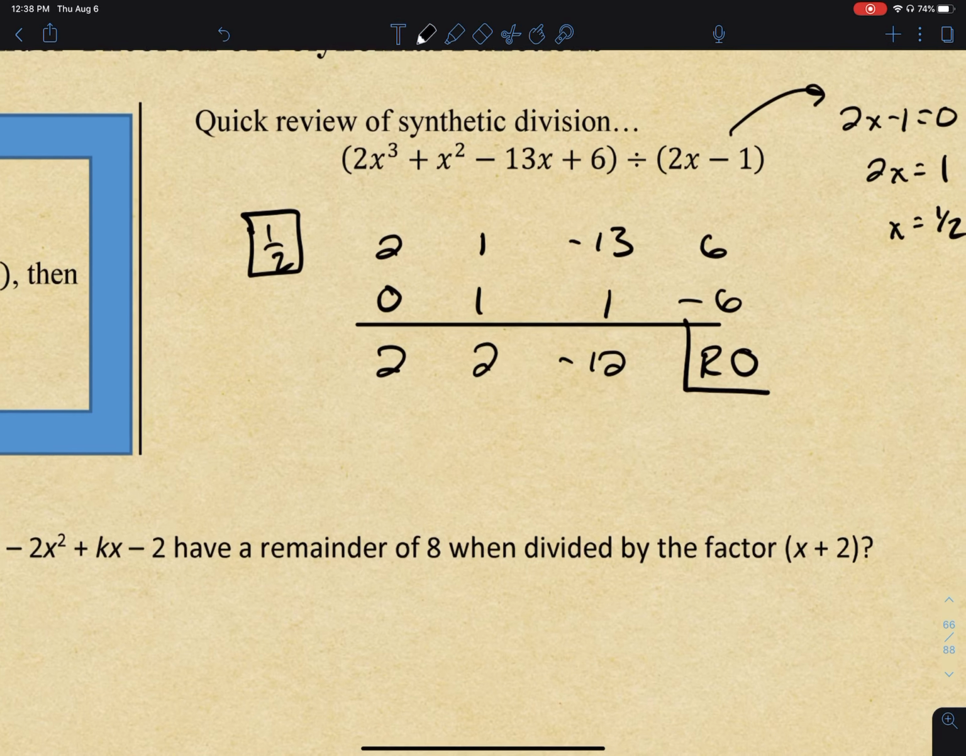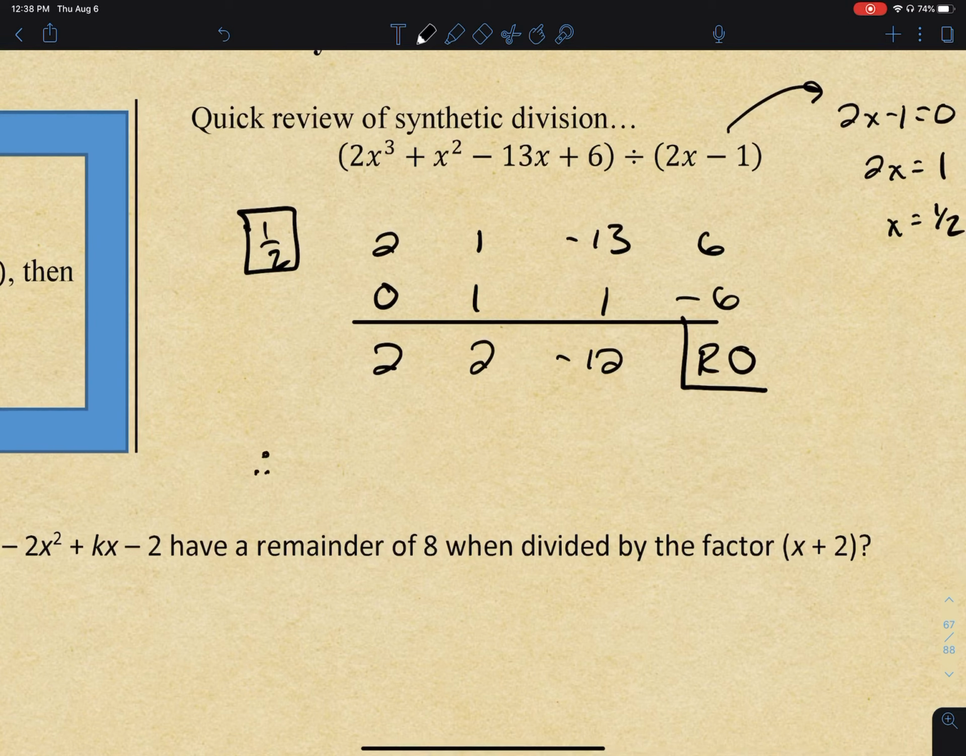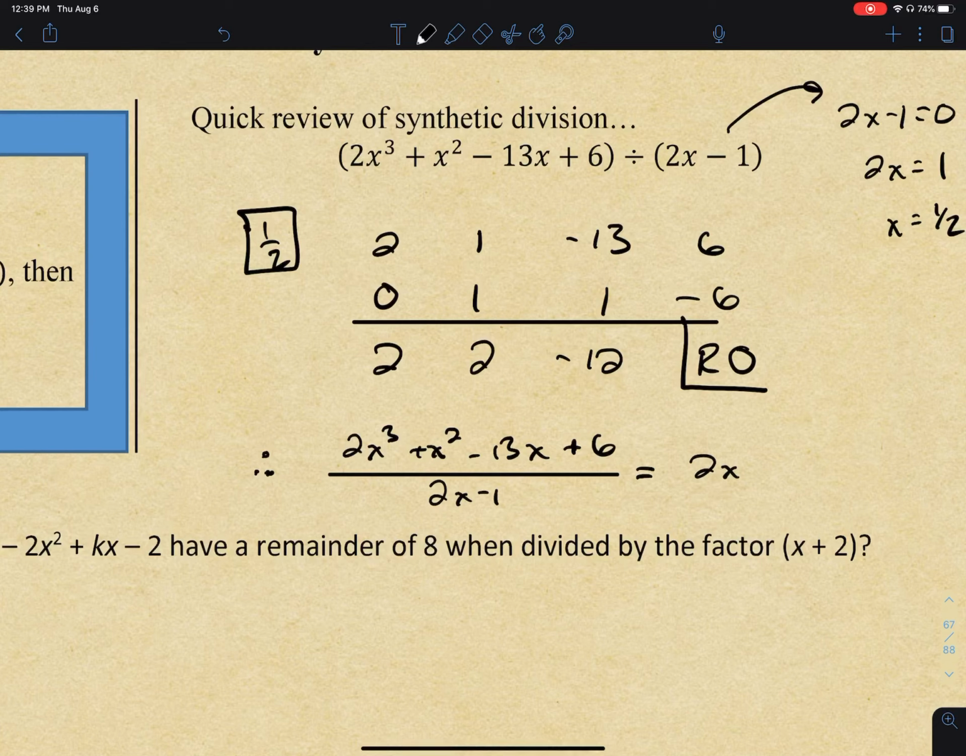The conclusion that we can draw from this, therefore, 2x cubed plus x squared minus 13x plus 6 divided by 2x minus 1 is equivalent to 2x squared plus 2x minus 12. Let me explain.